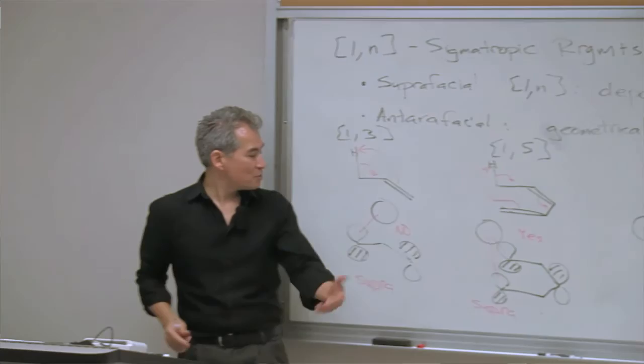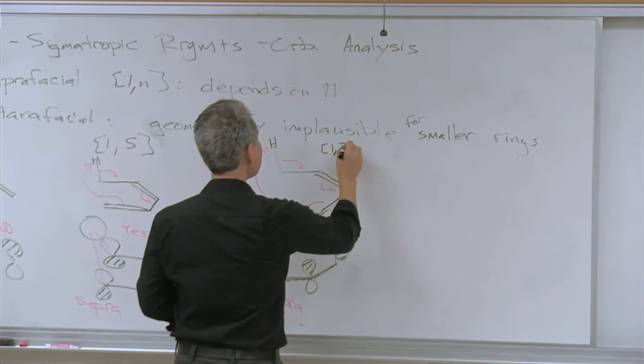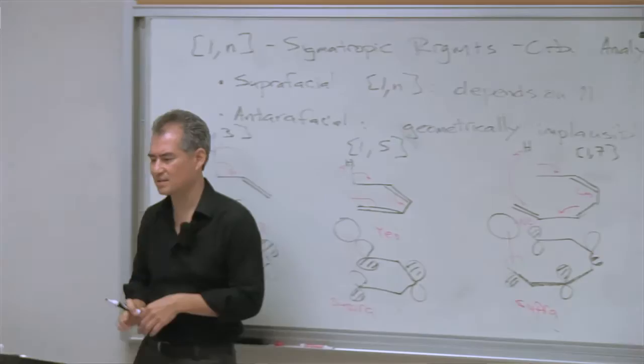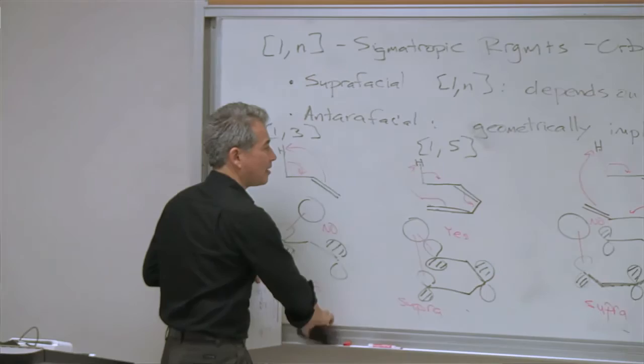There's no such thing as a superfacial 1-7 shift. That's totally implausible. But that's not to say that you couldn't shift this. Maybe there's some way to shift this to the bottom face, and we'll talk about that shortly. Actually, let me give you some examples now of what the practical implications of this are.